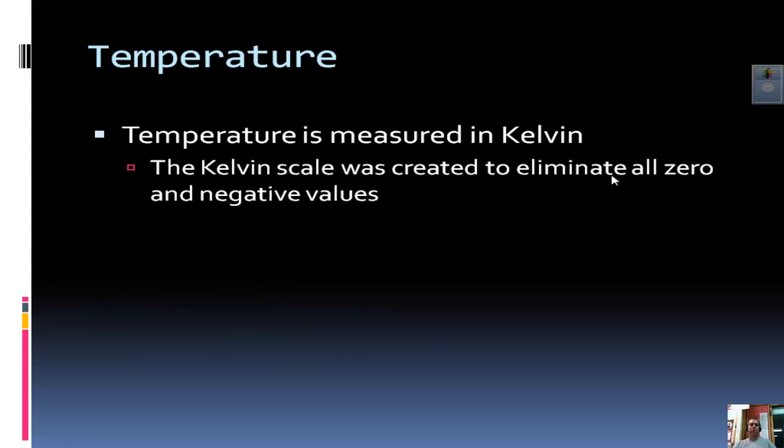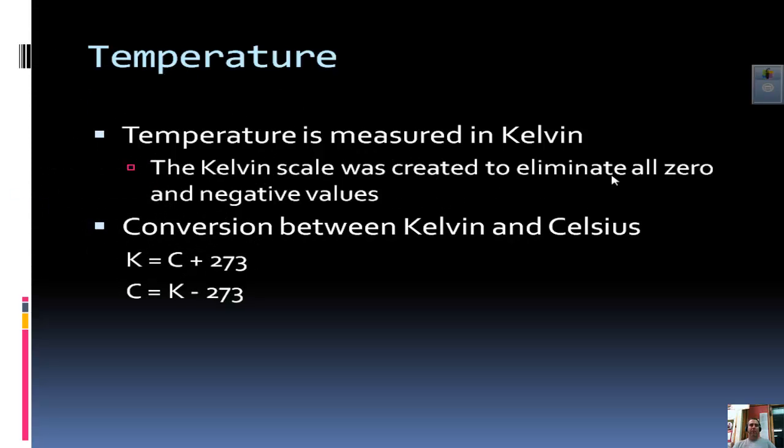The Kelvin scale was created, like I said, to eliminate all zero and negative values. And a conversion that you're going to need to know between Kelvin and Celsius is, to go to Kelvin, you're going to take the Celsius temperature and add 273. To go to Celsius from Kelvin, you're going to take that Kelvin temperature and subtract 273.